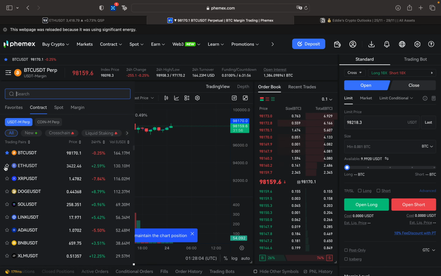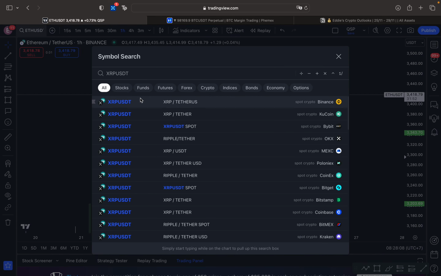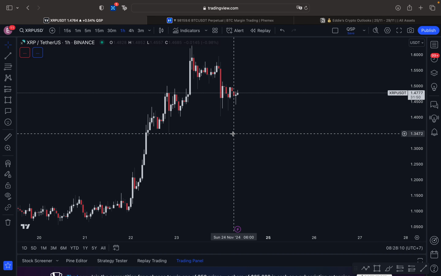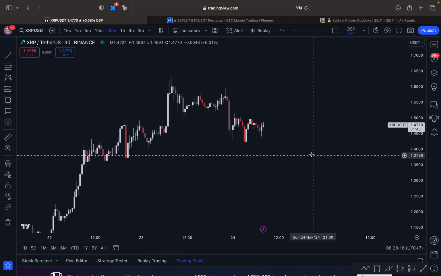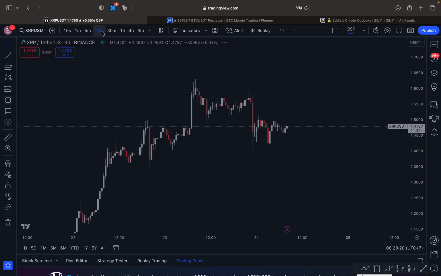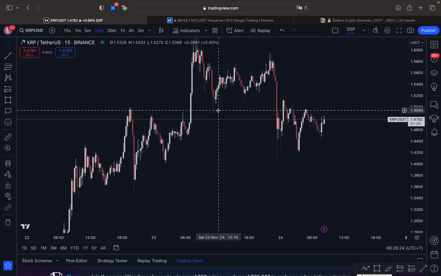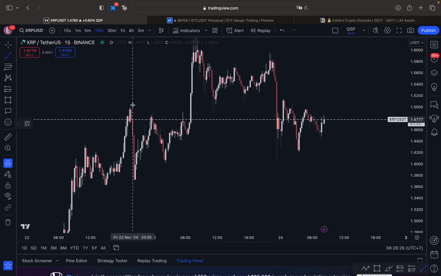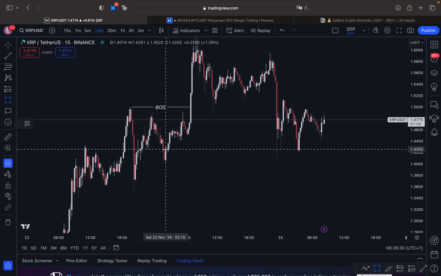Okay, so we did Bitcoin, we did ETH. Now we're looking at XRP, XRP USDT. XRP is clearly bullish on every time frame. Drop down to M30, not as clean. M15 does slightly look better, but it's not something I would consider trading.